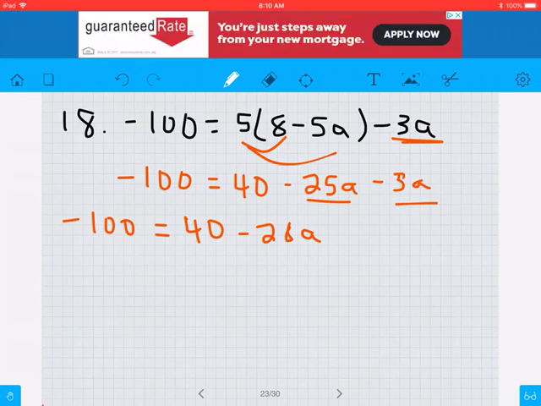You may need a calculator for this just because we're going to have some pretty big numbers. All right, do and undo chart.